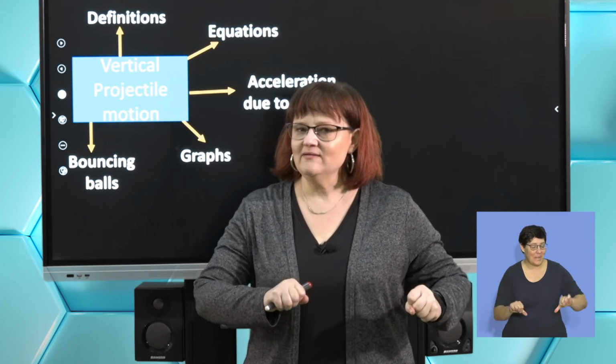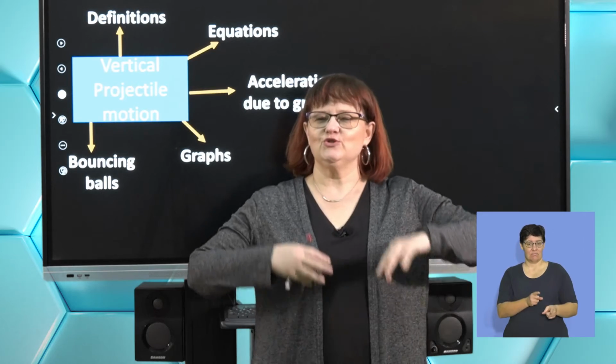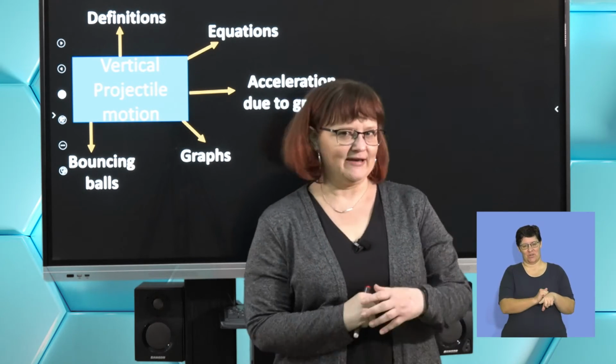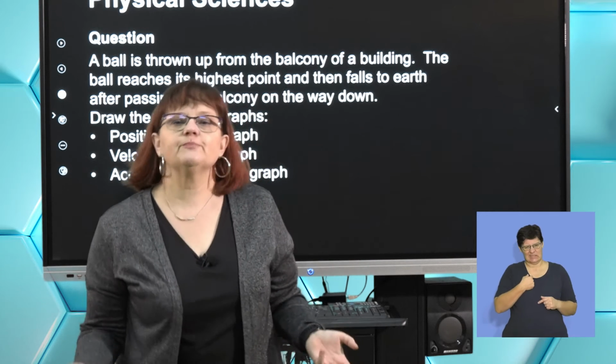Welcome back, everyone. Now we're going to dive into some questions because the best way to learn is to just practice and practice and practice. Okay, so here we go. I have a ball that is thrown up from the balcony of a building. The ball reaches its highest point, then falls to earth after passing the balcony on the way down. Now they want us to draw a position versus time graph, a velocity versus time graph, and an acceleration versus time graph. What they haven't said to me is which direction we want as positive.